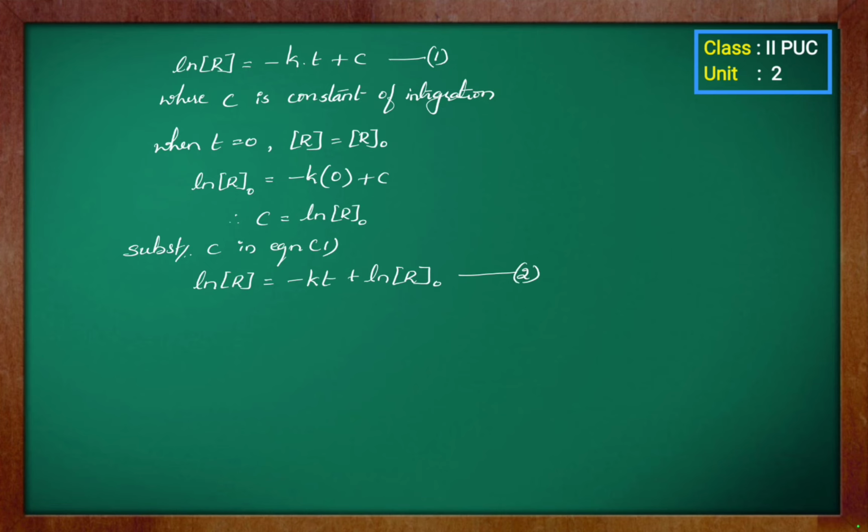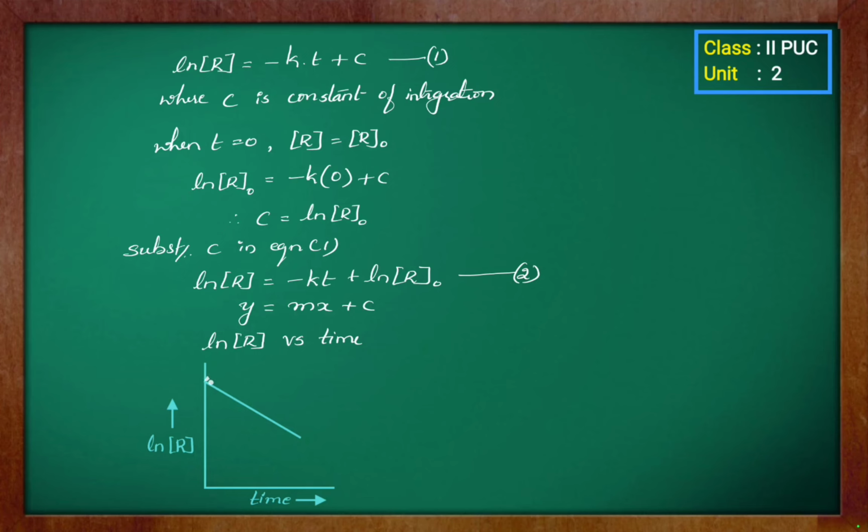Now if we observe equation 2, this is of the form y is equal to mx plus c, which is the expression for a straight line. Now let us plot the graph of ln concentration R versus time t. We will get a straight line. In this graph, the intercept will give us ln R naught and the slope will give us the rate constant K. So the negative of this slope will give us the rate constant.